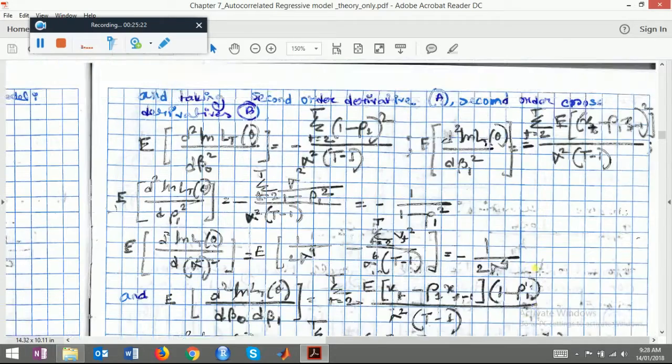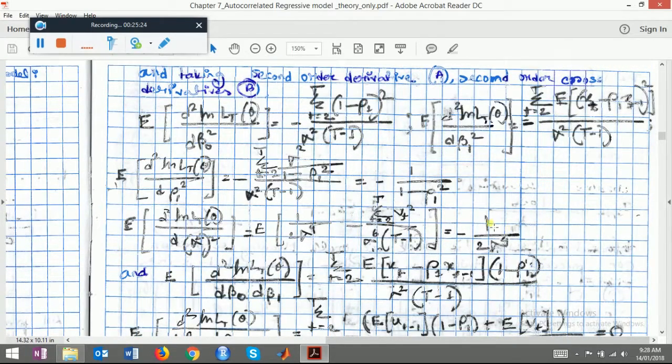order derivatives. So now the second order derivative for beta naught is, we know we are left with 1 minus rho 1. Beta naught squared is simply 1 minus rho 1 squared. We know for beta 1 it is xt minus rho xt minus 1. So exactly it is squared because we're talking about squared. It's not a cross derivative.